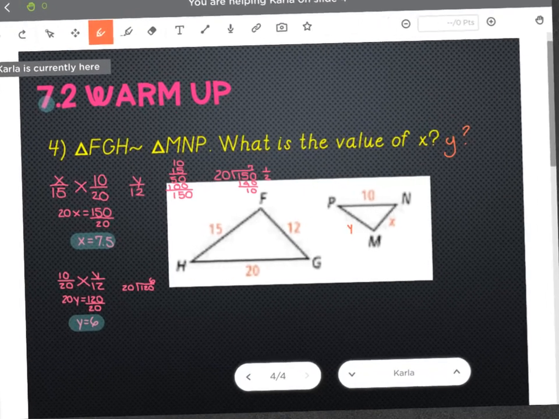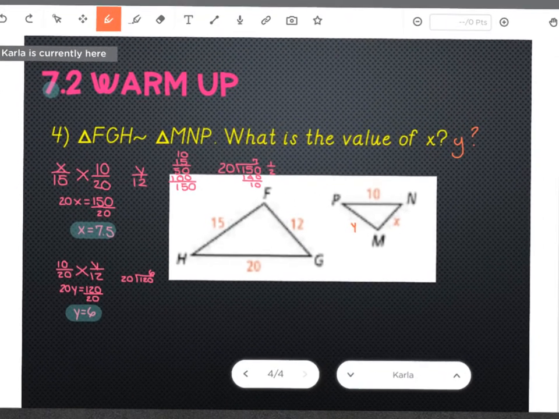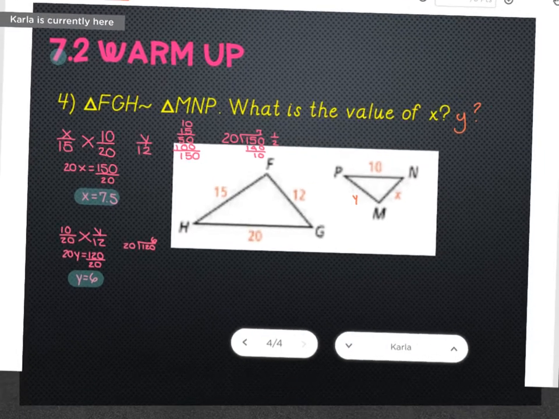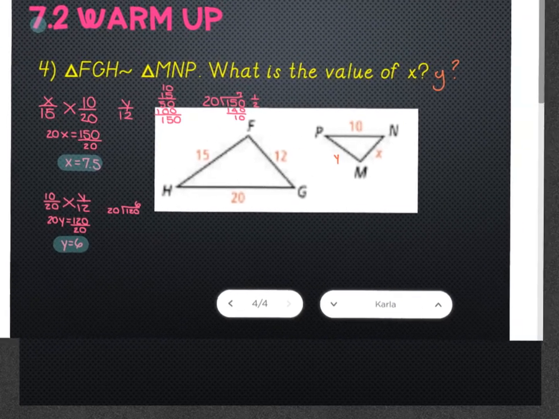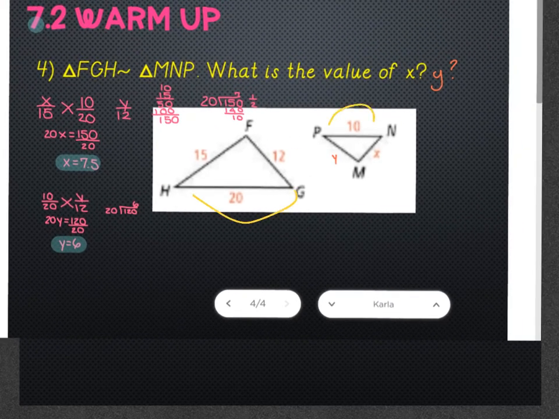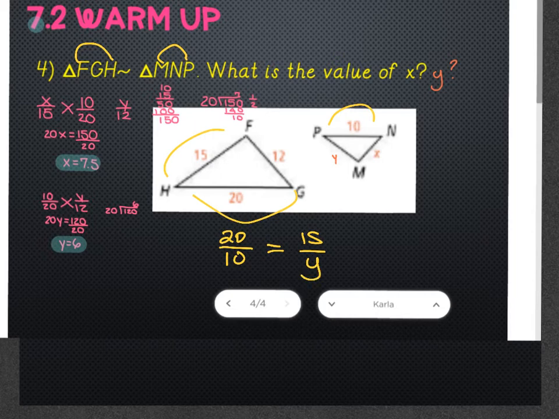This was Carla's. So triangle FGH is similar to MNP. Find the value of x, and then I add on there, find the value of y. So I had to figure out what sides matched up with what sides. 20 went with 10, so I had 20 over 10 equals 15 was the middle length side, or the HF. HF would have gone with PM, which is the y, so 15 with y. And FG, which is 12, would have gone with x.